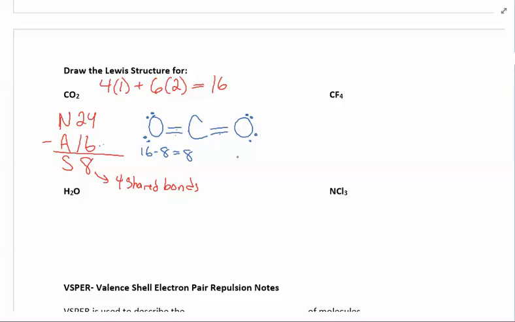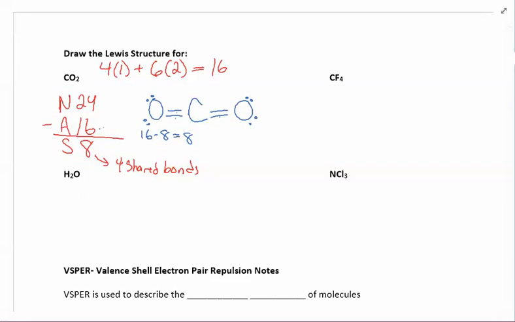So my carbon has 2 double bonds, and each oxygen has a double bond to the carbon, and 2 lone pairs. I do want you to try CF4 and H2O on your own.